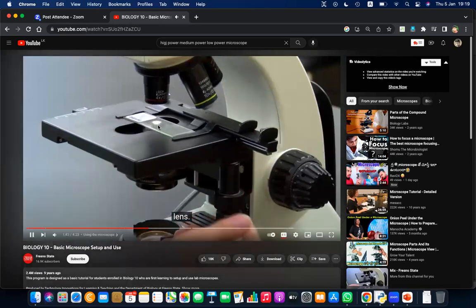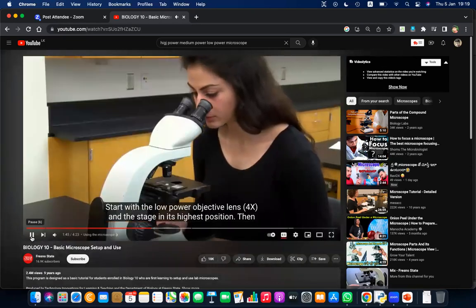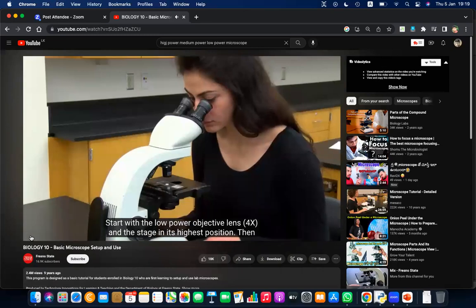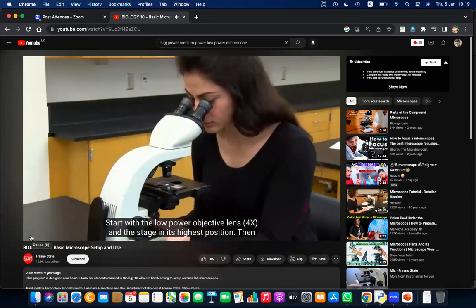Right, see here. The light should come through that. When light comes through this slide, then only we can see. When you adjust this, and the stage is in its highest position, then look through the ocular. Then you have to focus.